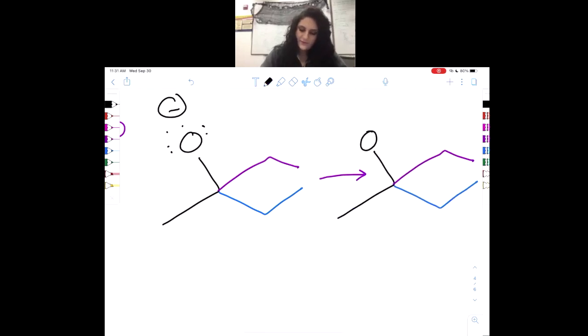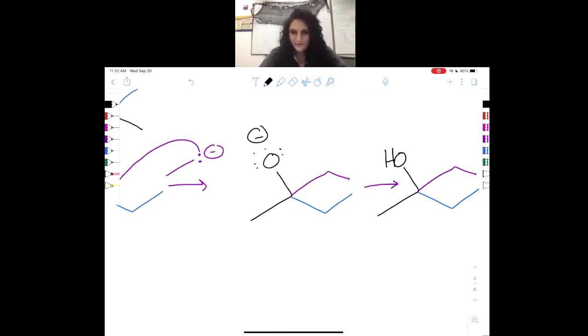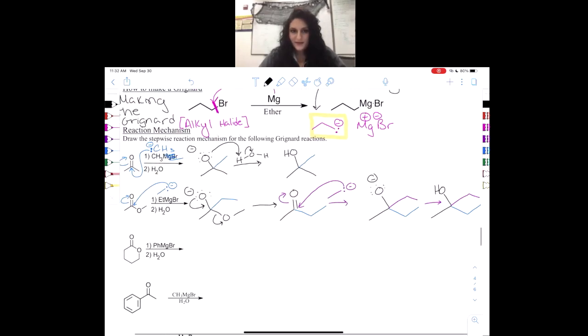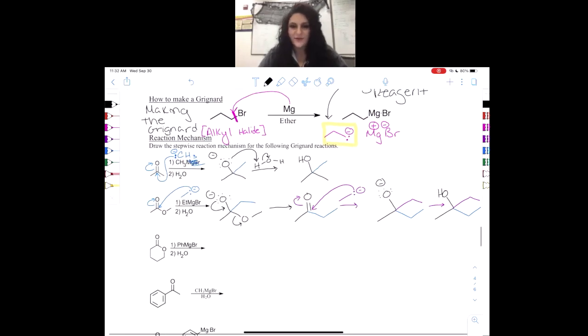Which will be an alcohol. Ta-da! That took a lot of effort. But now all we did is we took the carbonyl and made it into an alcohol. We got rid of the leaving group and we added 2 rounds of our Grignard reagent.